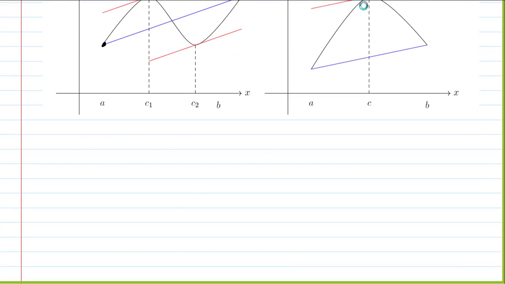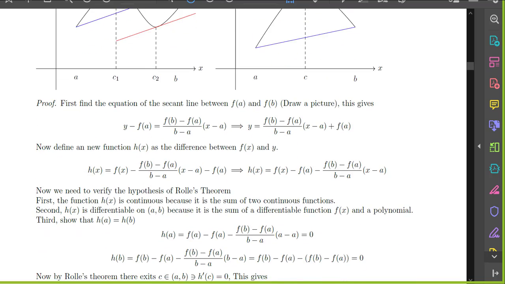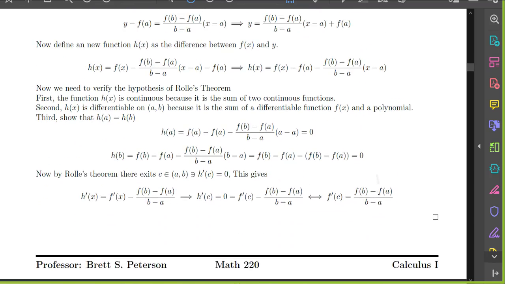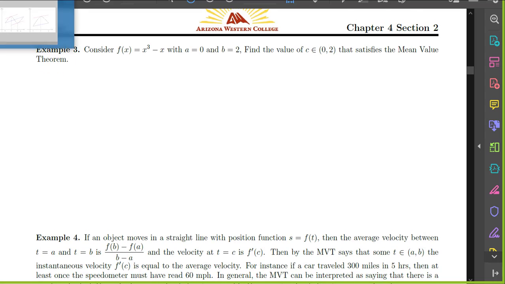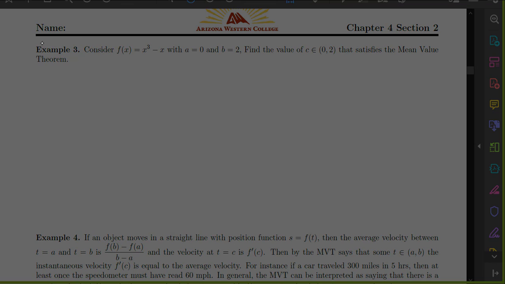All right. So you can read the proof if you're interested, but we're not going to focus on the proof.